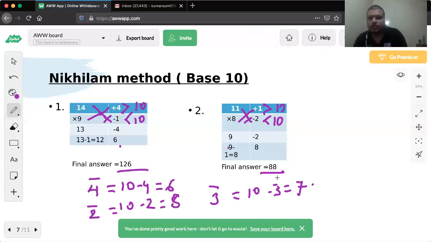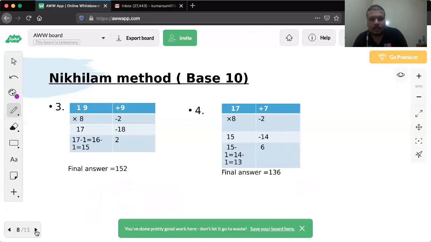Fine. Now let's go and see some other methods, some other examples. 19 into 8 again. Right? Let's see how this is done. Again, these both numbers are close to what, guys? 10. So 19 is 9 greater than 10. 8 is 2 less than 10. So plus 9 into minus 2 is what, guys? Minus 18. 19 minus 2 is what, guys? 17. 8 plus 9 is what, guys? 17.